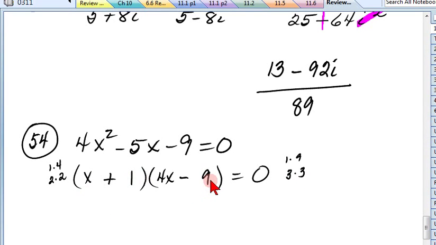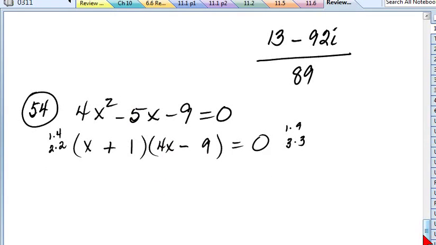The outer product is negative 9x. The inner product is 4x, which is exactly negative 5x. So y'all made me look like I was doing it right. This is equal to 0. So I can use the 0 factor property. Either x plus 1 is 0 or 4x minus 9 is 0.